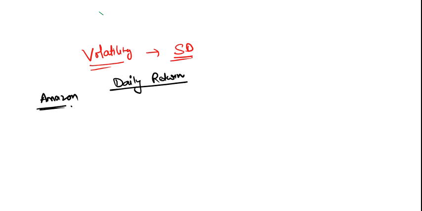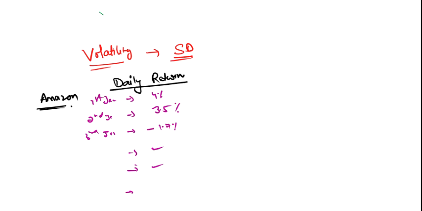Suppose on the 1st of January it gave me a return of 4%. On the 2nd of January it gave me a return of 3.5%. On the 3rd of January it gave me a return of, say, minus 1.7%. Clear? And so on you are getting the returns.